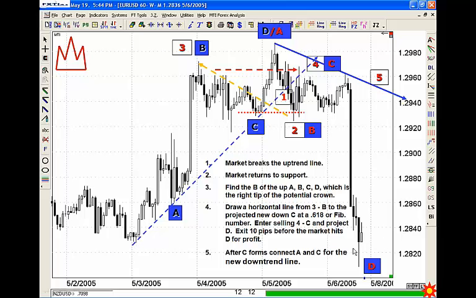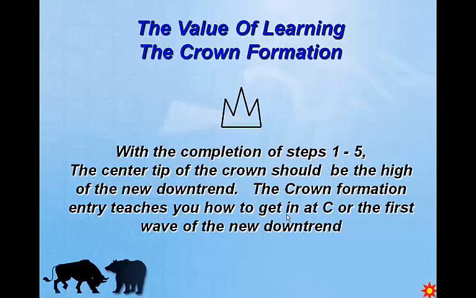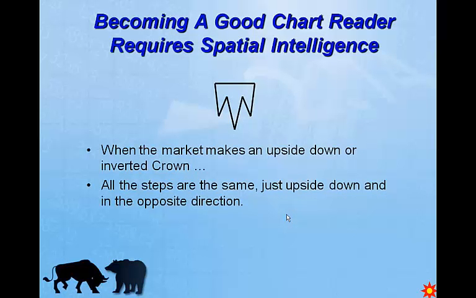So the market hits, remember, bulls score a point and then they pull back. Now, the value of learning the crown formation, with the completion of the 5-step process, the center tip of the crown should be the high of the new downtrend. And the crown formation entry teaches you how to get in at C, or the first wave of a new downtrend. And becoming a good chart reader requires spatial intelligence.